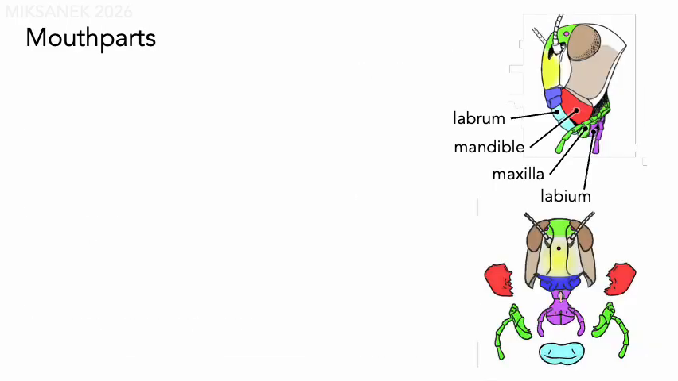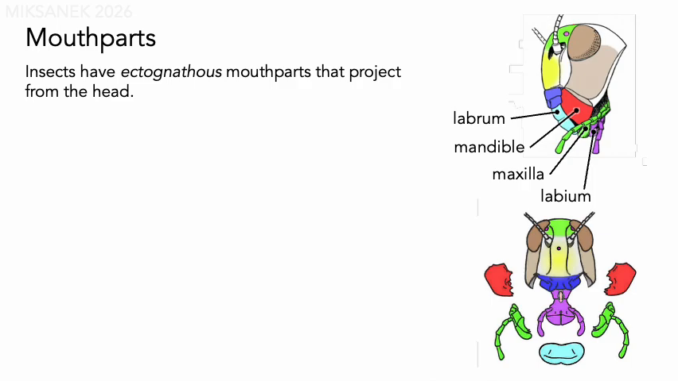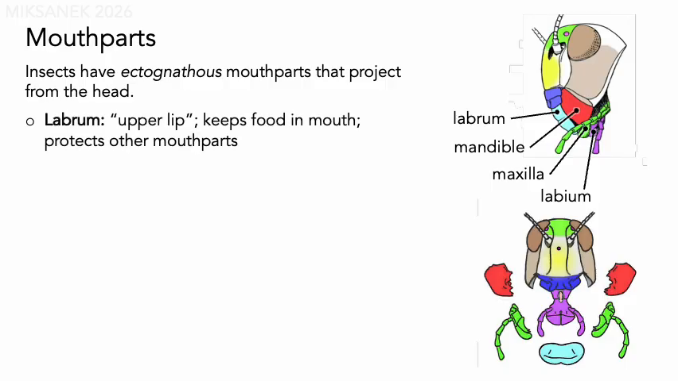Looking now at the mouth parts. Insects have ectognathous mouth parts, which just means the mouth parts project outside. They're mounted, projecting outside of the head. There's a number of structures to be familiar with: labrum, mandible, maxilla, and labium. Keeping these in order is going to be the best way to learn them.